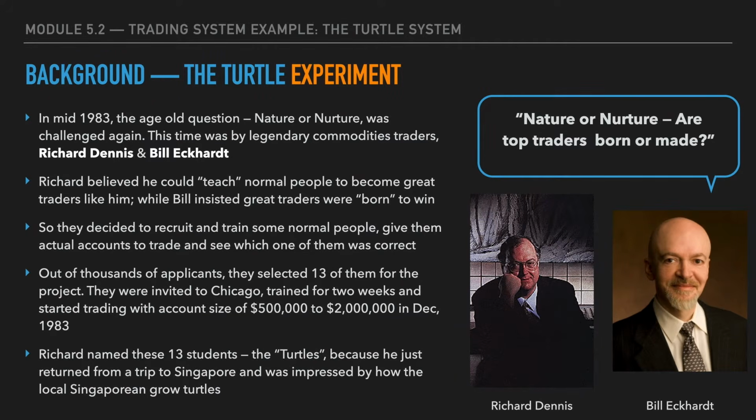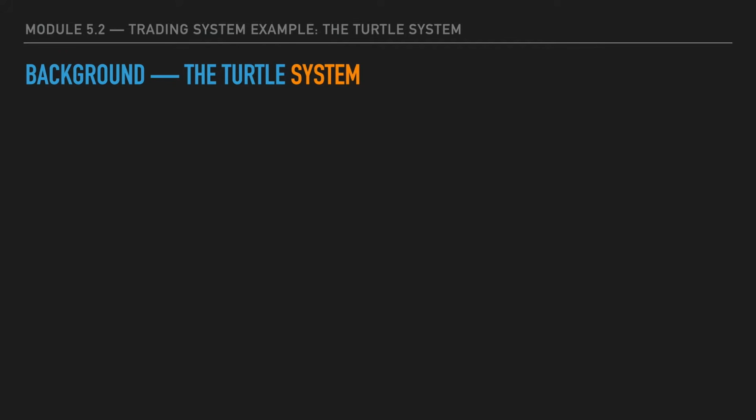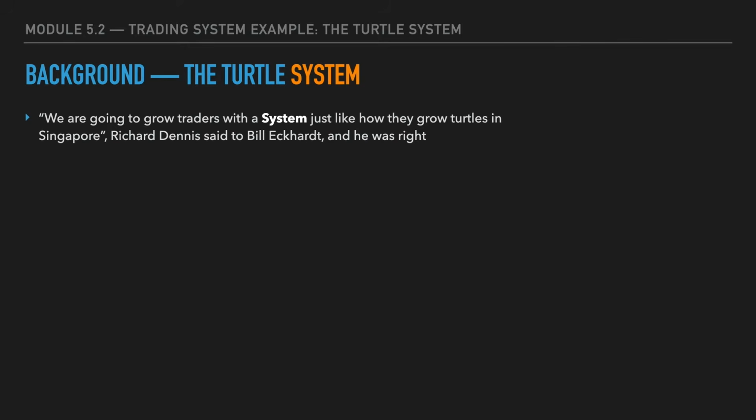Richard Dennis named these students the Turtles because he had just returned from a trip to Singapore and was impressed by how the local Singaporeans grow turtles. So that's how the Turtle experiment was born. In the experiment, every student was given exactly the same systematic, mechanical trading plan called the Turtle system. Richard Dennis told his partner, "We're going to grow our student traders with a system, just like how they grow turtles in Singapore." And he was right.